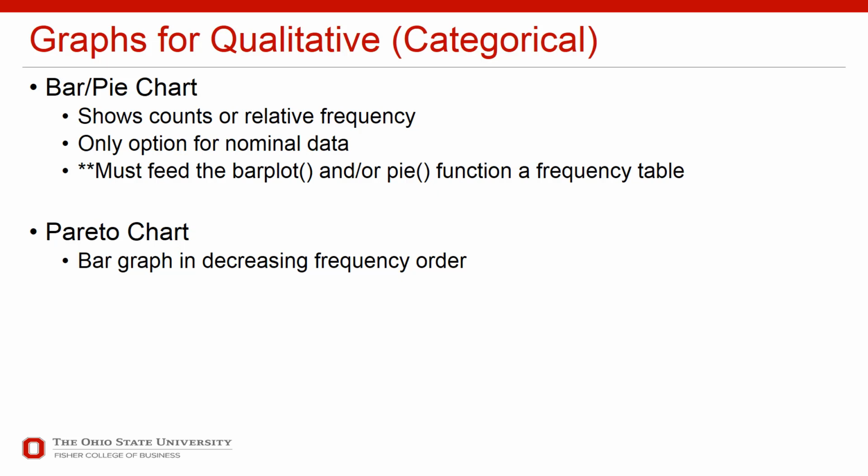Remember, one note here is that with the bar plot function and the pie function, we must feed those functions frequency tables. Now, in a previous video, we discussed how to make frequency tables using the table command. That's going to be useful if we want to create these plots. We could also create what's known as a Pareto chart, which is simply a bar graph in decreasing order of frequency. In the visualization class, you will likely discuss how ordering the bars in a bar chart, generally in decreasing order, is going to be more visually appealing and allows for better comparisons according to Tufte's rules.